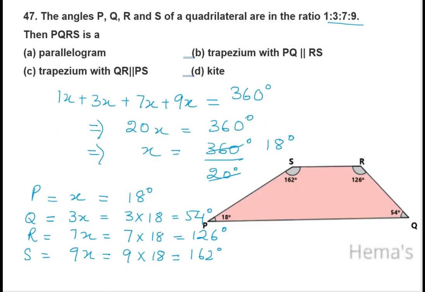Therefore, the required quadrilateral PQRS will be this, where angle P plus angle S is equal to 18 degrees plus 162 degrees is equal to 180 degrees, and angle R plus angle Q is equal to 54 degrees plus 126 degrees, which is also equal to 180 degrees. Therefore, quadrilateral PQRS is the trapezium with PQ parallel to RS. That is, option B is the correct option.